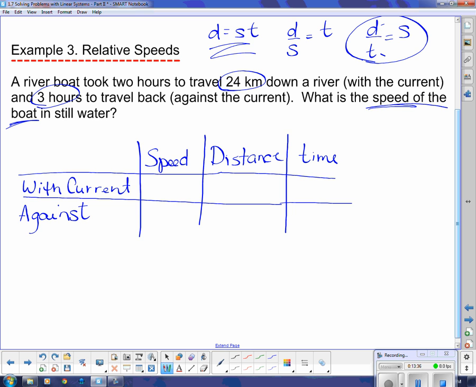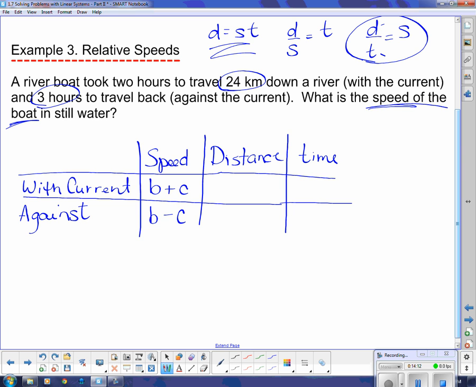And now with the current, we have the boat, and we're going to let the boat's speed be B, and I'm going to need a let statement for that as well, but we're going to put that in there. If we let the boat's speed be B and the current speed be C, if it's with the current, that means that the current is pushing it. It's making it go faster. So I have to add in the speed of the current to get how fast things are going. If it's against the current, that means that the current's pushing against me. It's slowing me down. So I have to subtract the C from the speed of the boat.